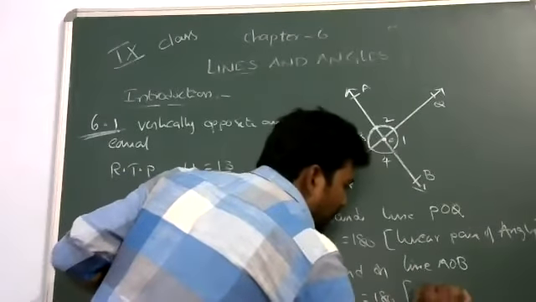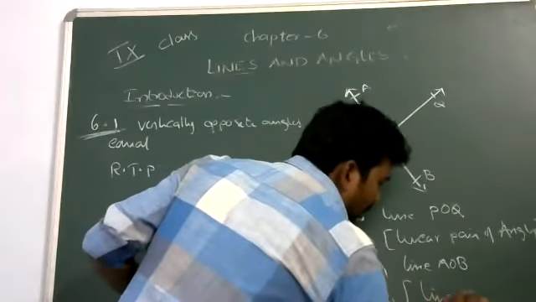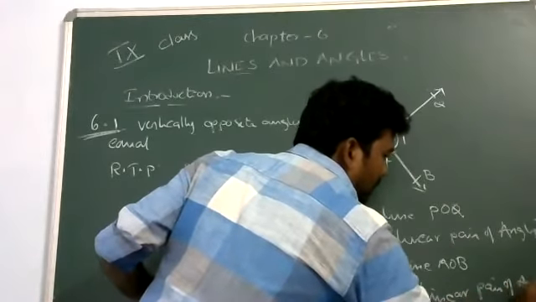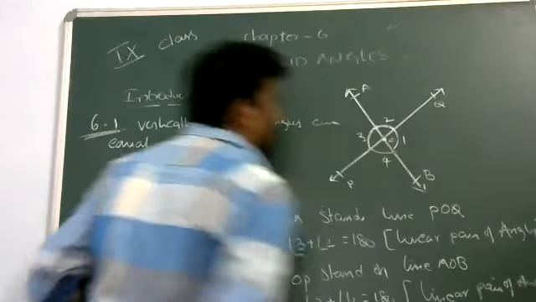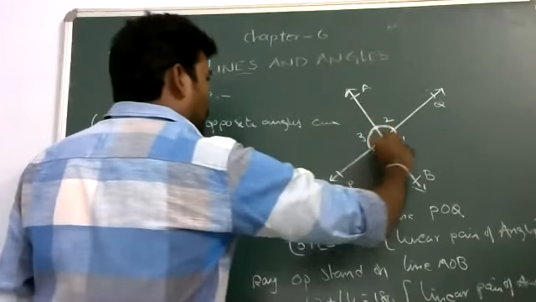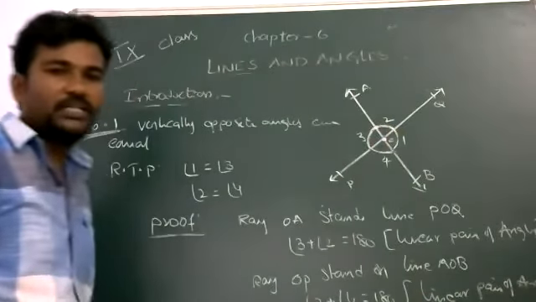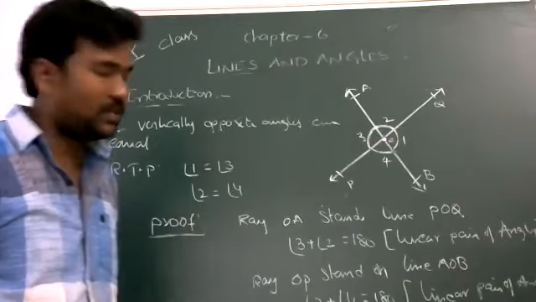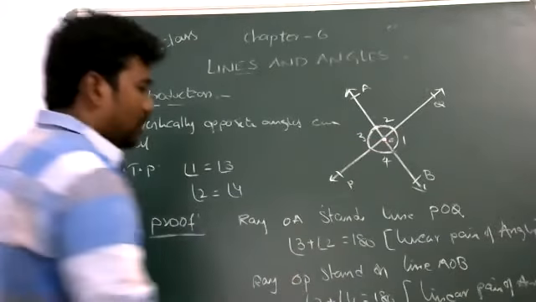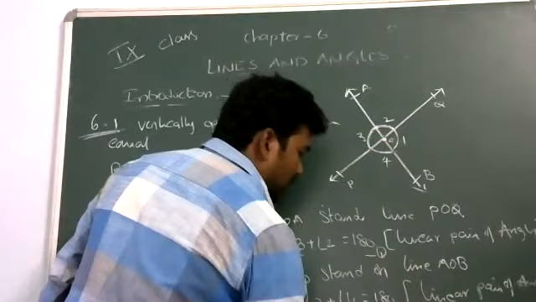With the same reason, what is that? Linear pair of angles. So here you can see 3 plus 4 is equal to 180 degrees. Why? Because these two are linear pairs, adjacent, and the sum of these two angles is 180 degrees. Then we can assume this is equation 1 and this is equation 2.